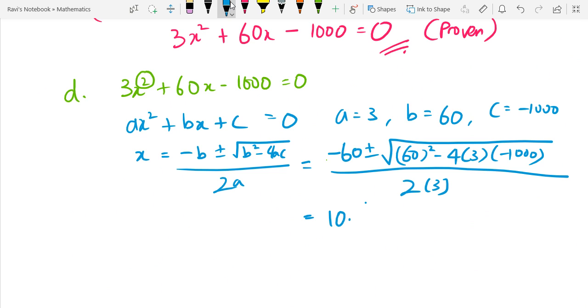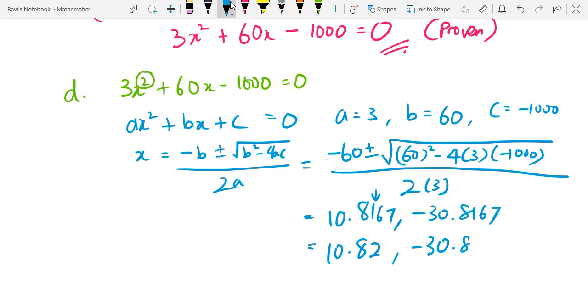So you get 10.8167 and negative 30.8167. You are told to give the answer in 2 decimal places, so it becomes 10.82, because you need to round off. This is the second decimal place. Since the third decimal place is greater than or equal to 5, this position here has to be incremented by 1. Same thing over here, so you get negative 30.82. So these are the 2 answers for your part D.